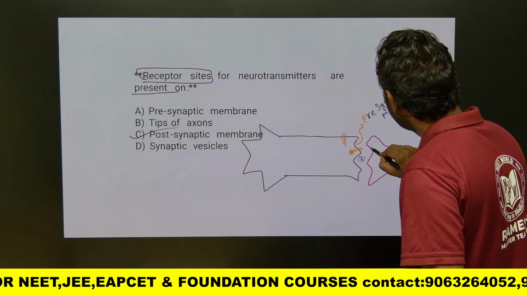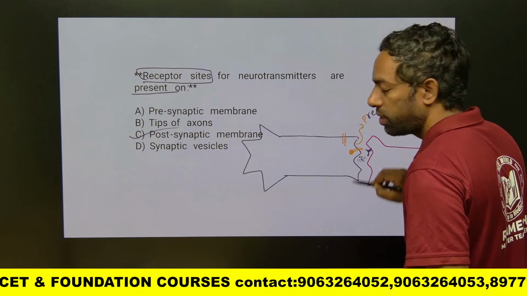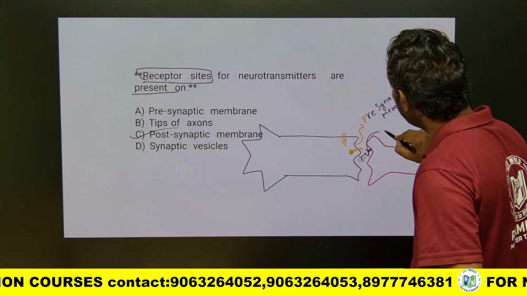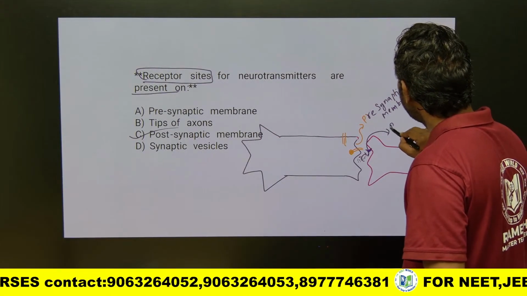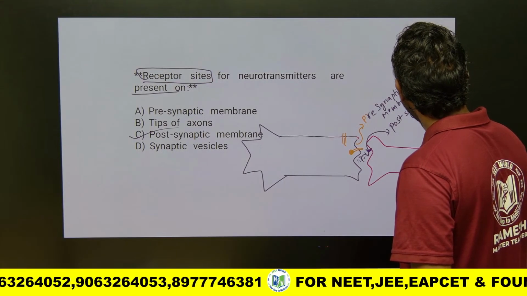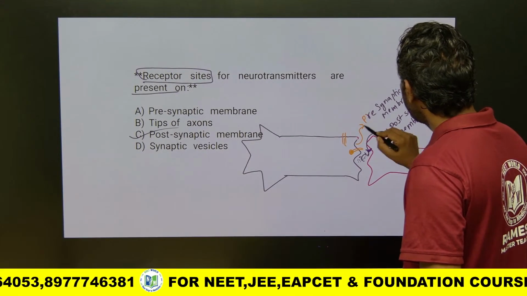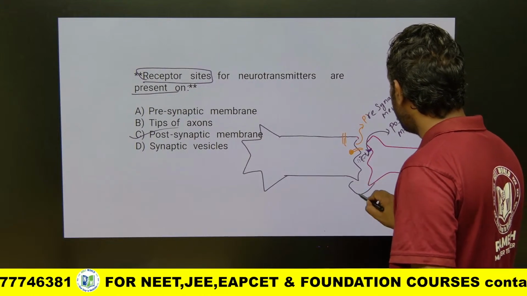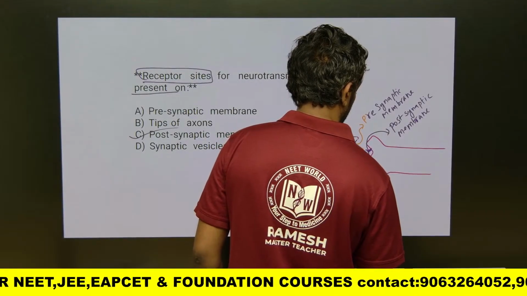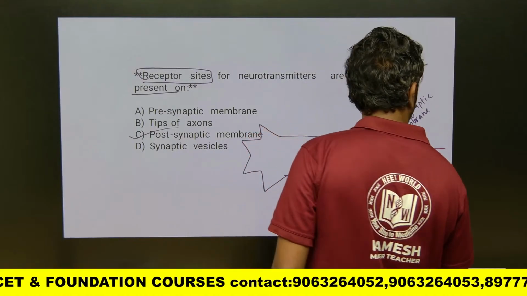There are receptors in the postsynaptic membrane. Receptors mean they can receive this chemical. This receptor is located at the postsynaptic membrane. Presynaptic and postsynaptic together, this is the place we can call the synaptic cleft.